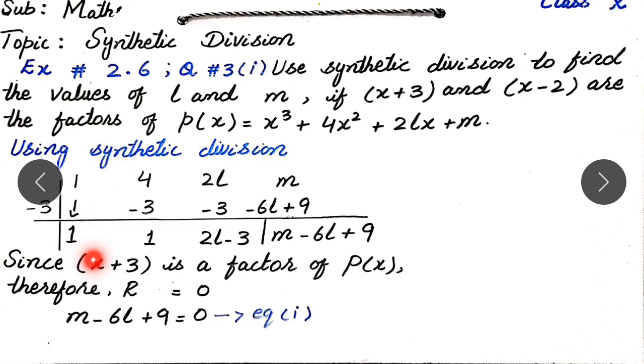Okay, the first term is brought down as it is. Minus 3 times 1 is minus 3, 4 minus 3 is 1, minus 3 times 1 is minus 3, 2l minus 3 here.